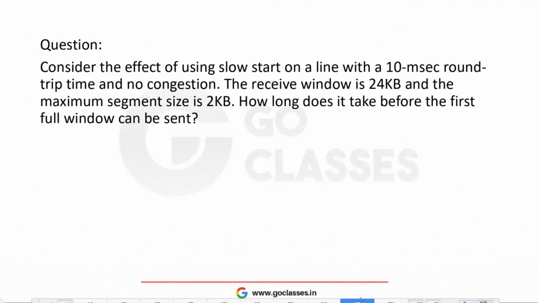Now let's solve this question. This question is a bit interesting in the sense that here they have not given the initial threshold. So let's try to solve this. They are saying: consider the effect of using slow start on a line with a 10 millisecond round trip time and no congestion. There is no congestion at all, which means the question should be very easy. Actually it is easy. The round trip time given to you is 10 milliseconds.